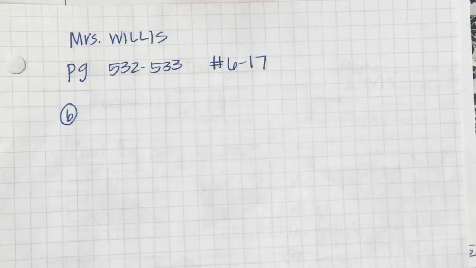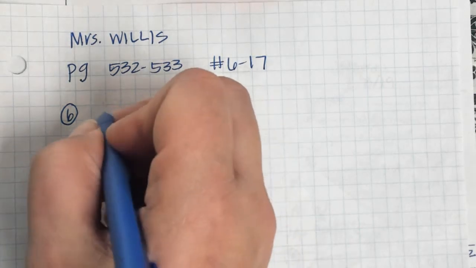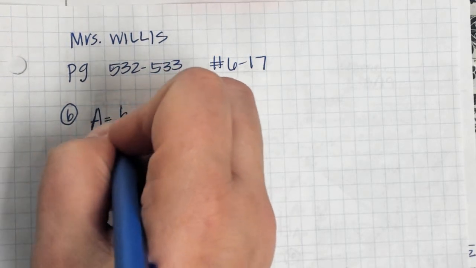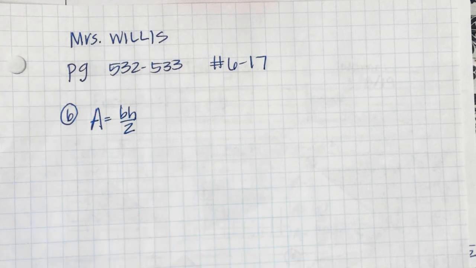So, here we go. When you set up every single problem, guys, this is what we want it looking like. What is the first thing we write? Formula. Area equals base times height divided by 2.